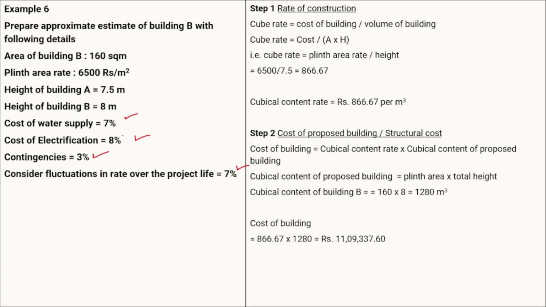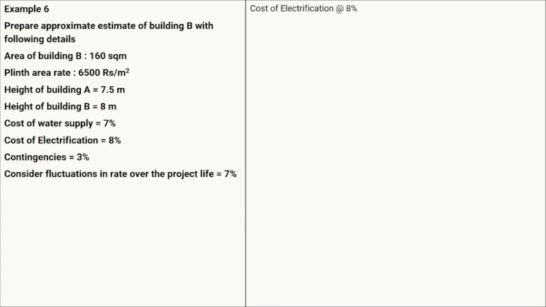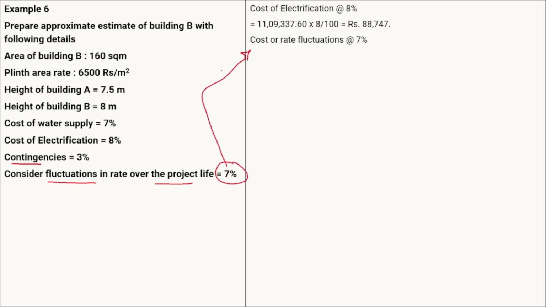Other than the contingencies, whatever other cost is there should be taken as the cost of the services. So therefore the cost of the services: water supply 7%, then electrification at 8%, and then fluctuation at 7%. As I said, other than the contingencies and the supervision, all should be taken as services. Therefore, here the fluctuation in the rate over the project life is given as 7%. This is also considered as services.